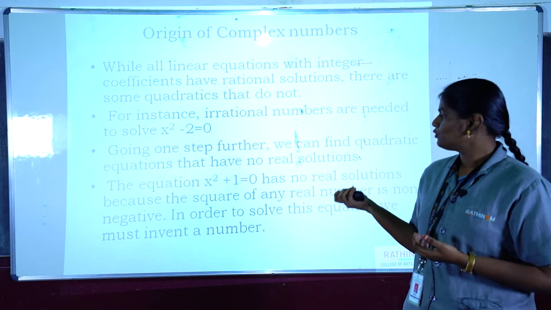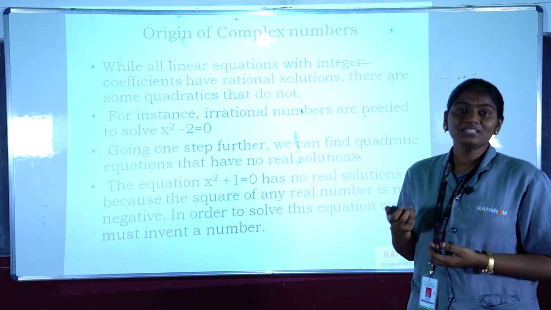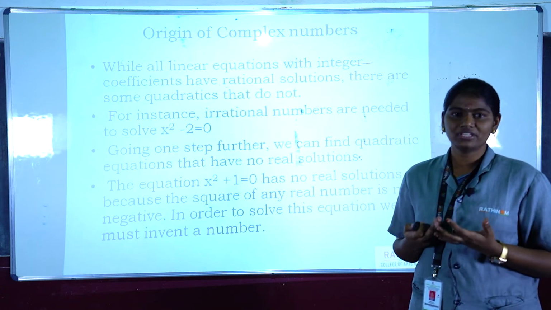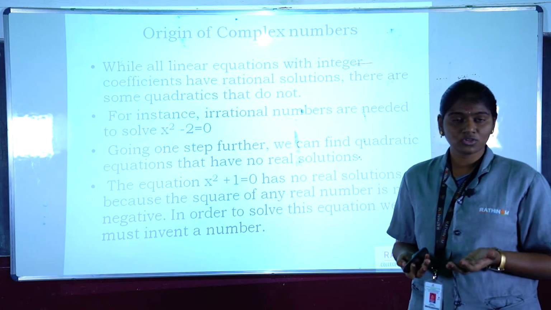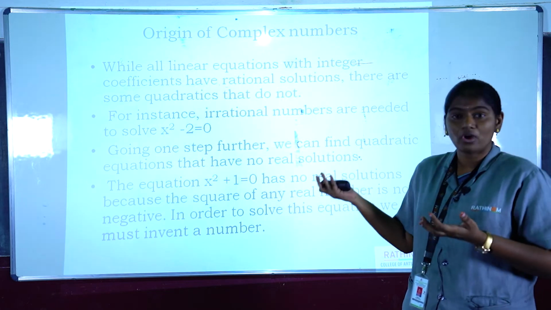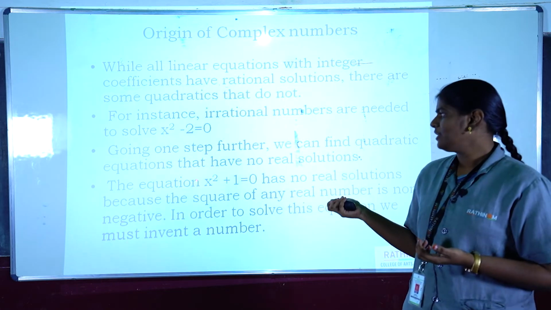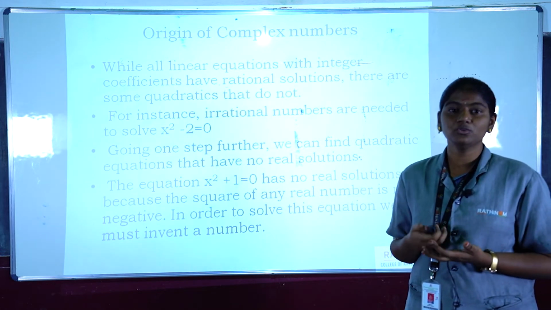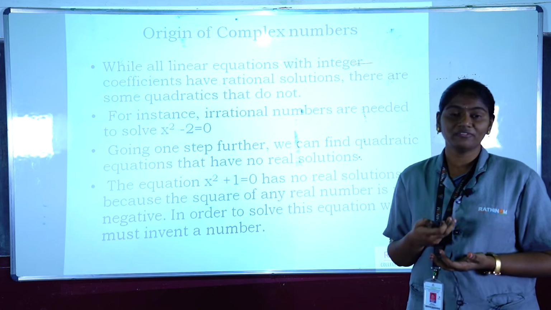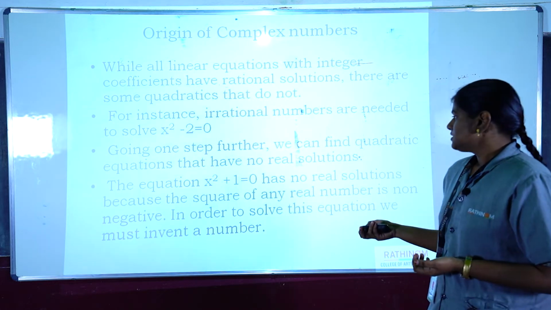If you want to solve this, you get x square is equal to minus 1. In the real number system, you don't have any number whose square is a negative number, right? So, at that time, the complex number evolved with the imaginary unit i with the property i square is equal to minus 1.